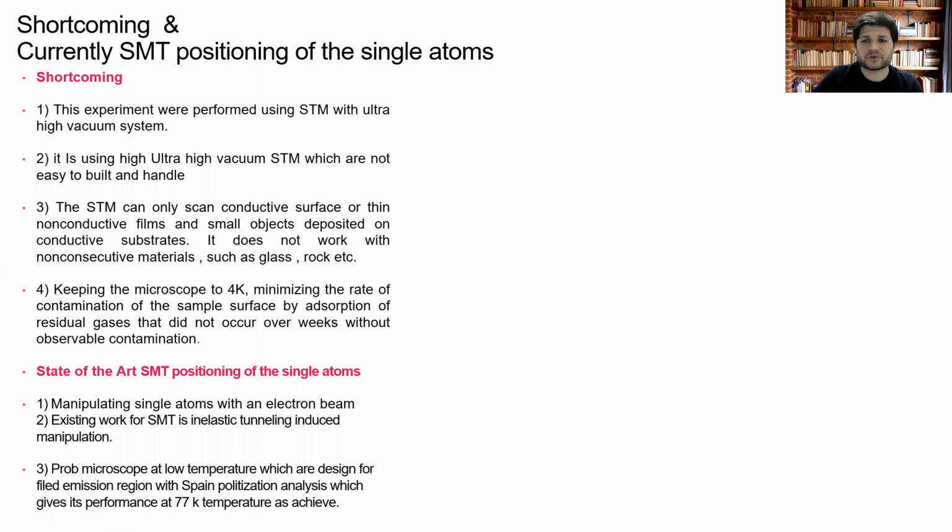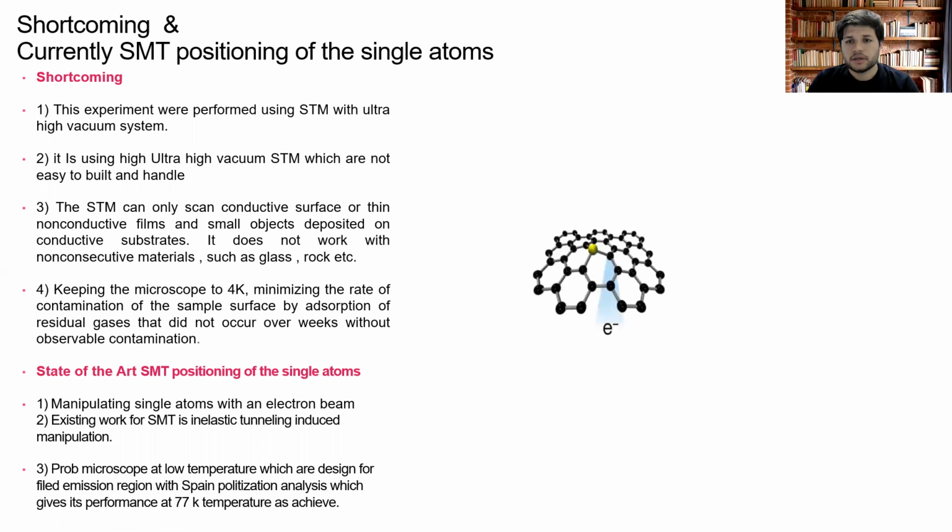State-of-the-art approaches include manipulating single atoms with electron beams. The scanning electron microscope is now able to readily focus an electron beam with subatomic precision, allowing scientists to directly see each atom in a two-dimensional material like graphene. Here is an interesting video.